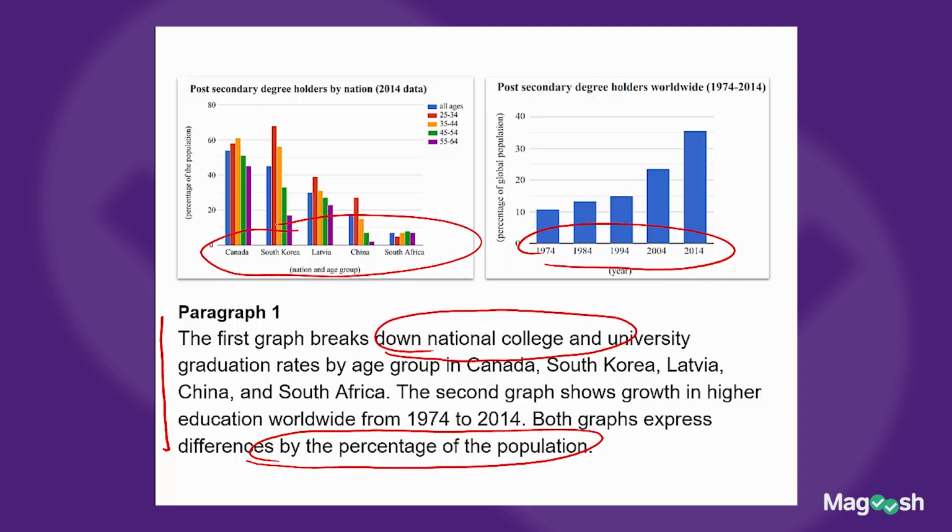We've got the countries, we've got the years, we've got the age group, at least a general description that first chart is broken down by age group, and we've got our nice paraphrases of post-secondary degree holders. Oh, and we also, of course, discussed this percentage of population. So all the key information is summarized up front. Okay, so our tips clearly applied here in this first paragraph response to our sample question.